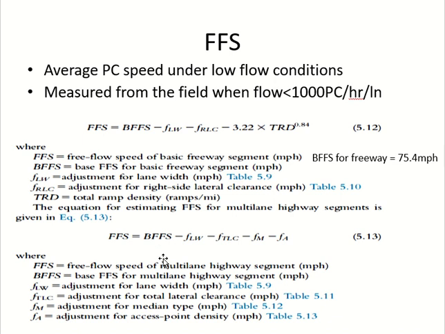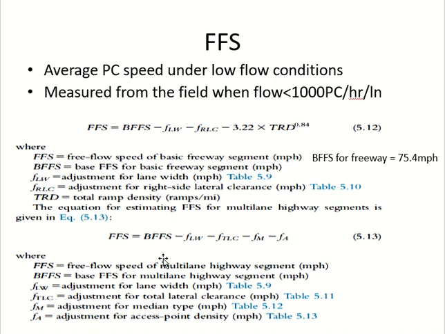In the equation for multi-lane highways, the second equation, we again have base free flow speed and the lane width adjustment factor. For multi-lane highways, we take the adjustment factor for total lateral clearance. The lateral clearance on the right hand side as well as on the left hand side will both affect the free flow speed. Then we have the factor for median type and the factor for access point density.